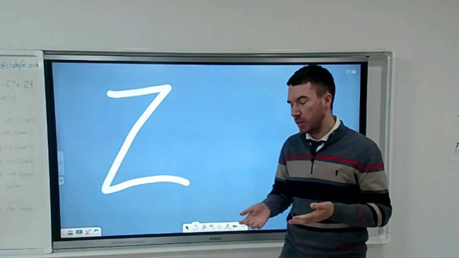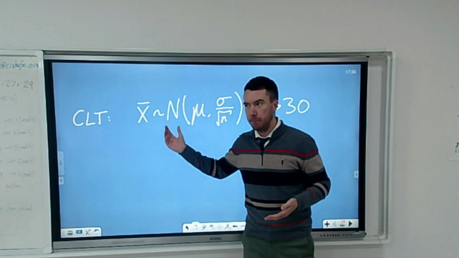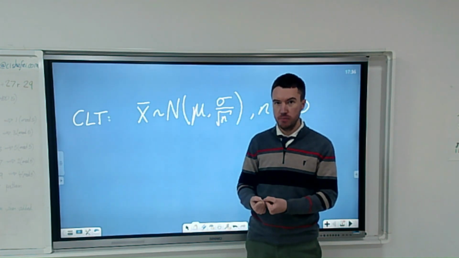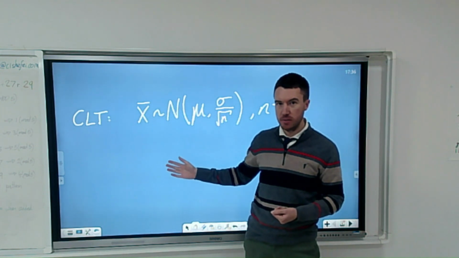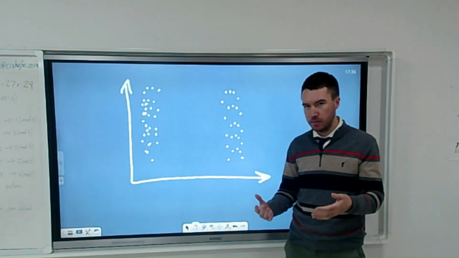What's the central limit theorem again? It's this. The distribution of sample means is normally distributed like this. Now, what does that mean?